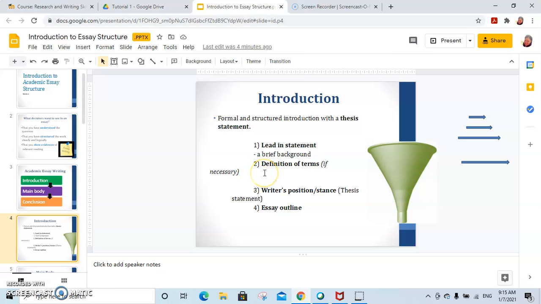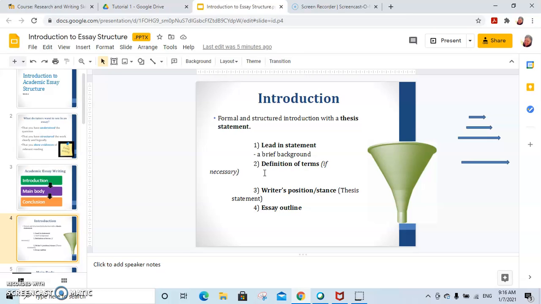Okay, and then provide the definition of terms if it's necessary. Okay, now the definitions must not come from you or your own description of how the term is defined, but it is best to use or to cite from a credible article that provides definitions of terms in the topic that you have chosen.